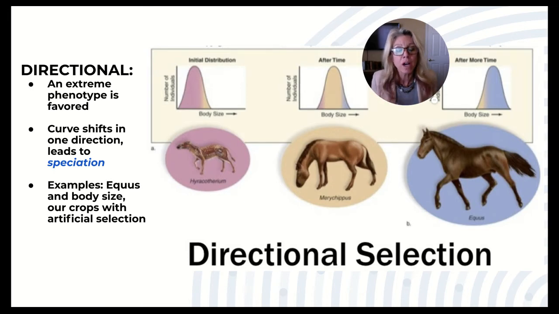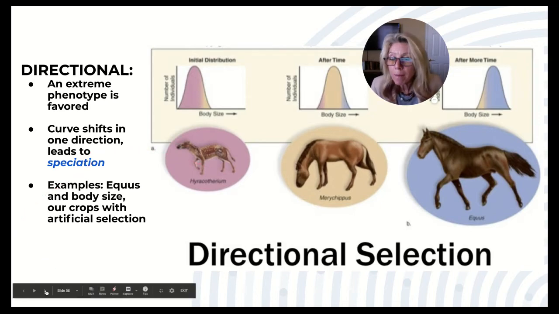We do a lot of directional selection with our crops, right? Early apples, ancestral apples, were small and not as sweet. But we have selected for bigger and bigger apples with more and more sugar in them because that's what sells, because as a society, we are addicted to sugar, right? So that would be a form of directional selection. So on your notes, you just need to have an extreme phenotype is favored, and it can lead to speciation.